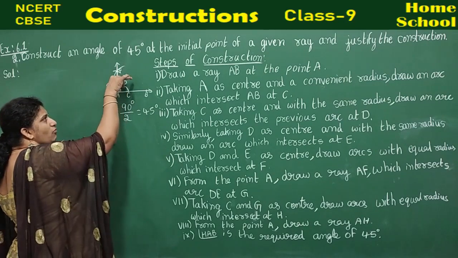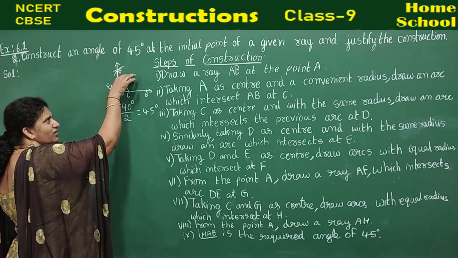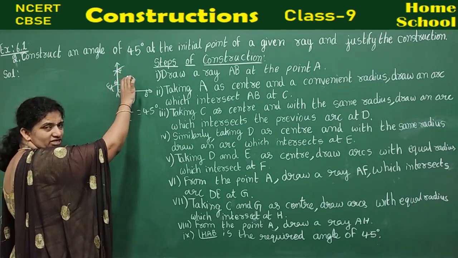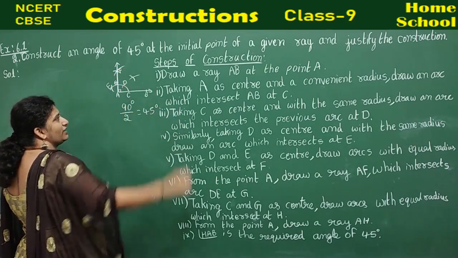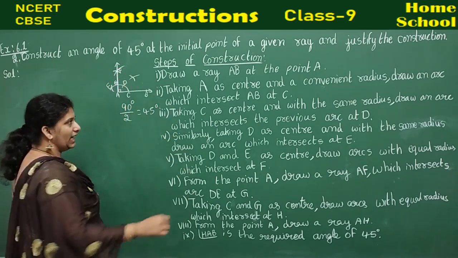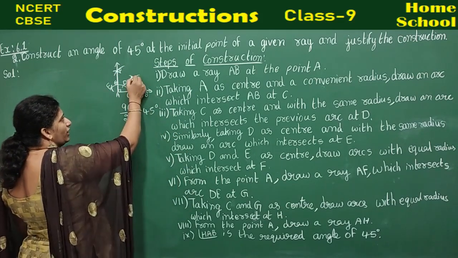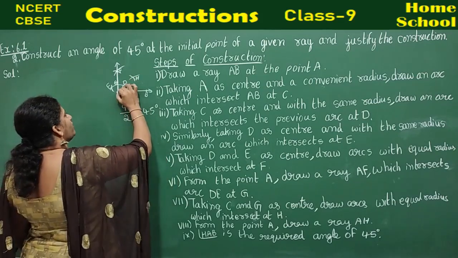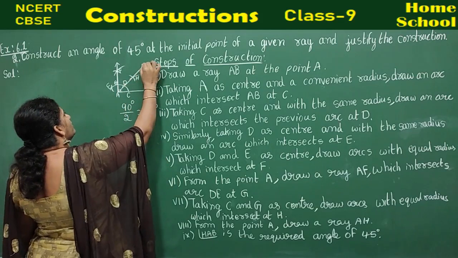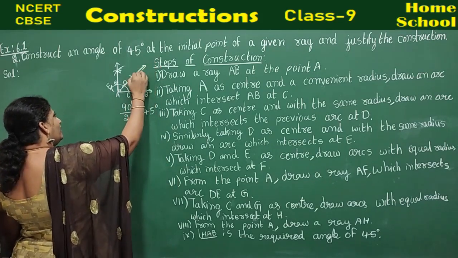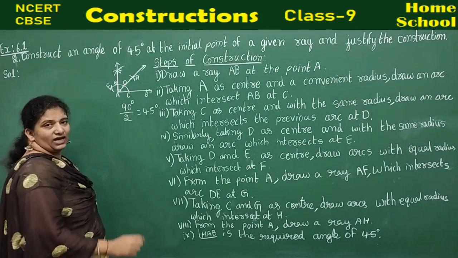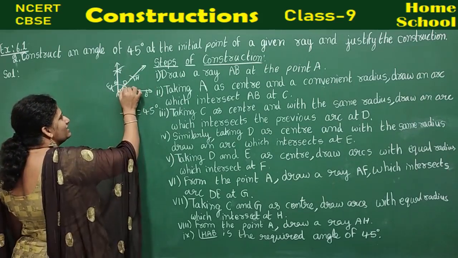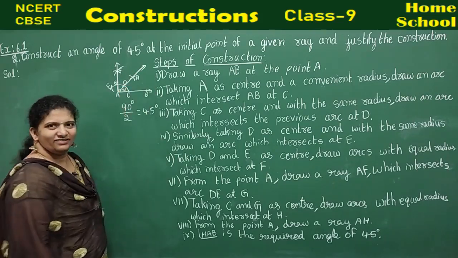Now here, with more than half, draw an arc. And here, with the same radius, cut the arc. Now, mark the intersecting point H. Try to join from A, draw a ray, right? Now, the angle which is created, this angle is 45 degrees.